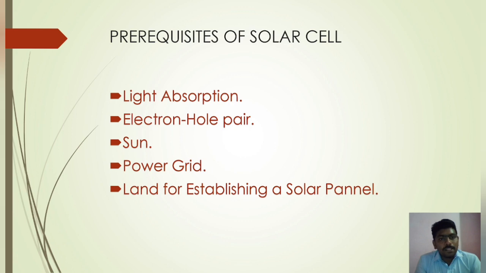These are the prerequisites of a solar cell. Whatever additional things we have to use to develop a solar cell: first we have to take light absorption, electron-hole pair, sun, power grid. And lastly we need land for establishing a solar cell. Definitely we have some land. These are the prerequisites of a solar cell.